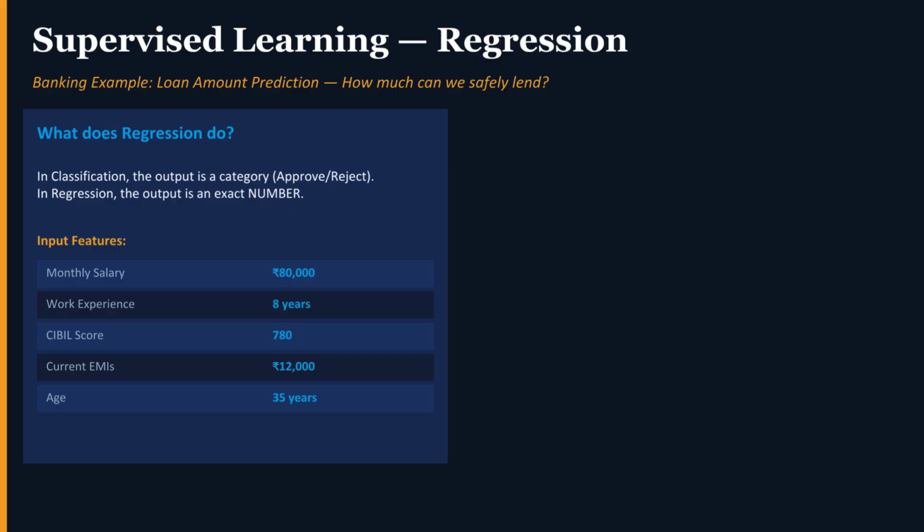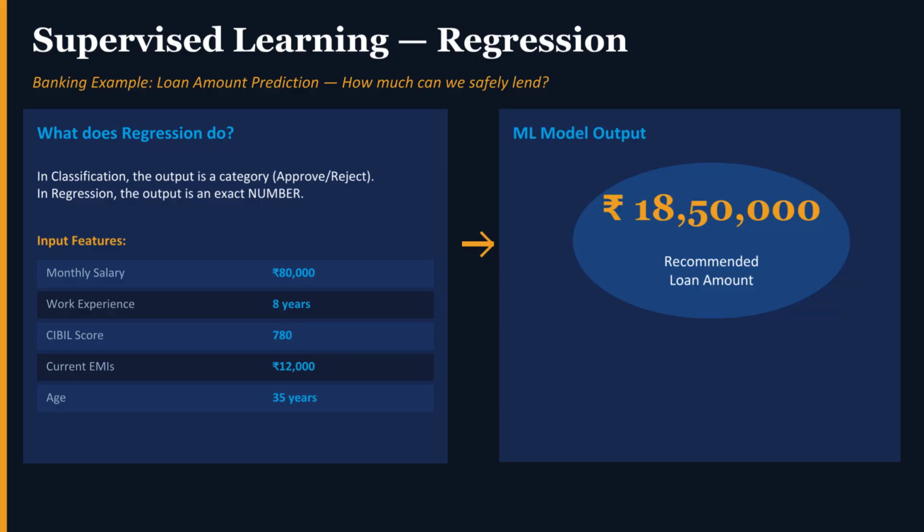The model takes all of Jack's features as inputs, for example, salary, experience, CIBIL score, EMI, age, and many more, and runs them through a mathematical function it has learned from thousands of past loan cases, and outputs a single number. Let's say 18 lakh 15,000 is the recommended loan amount. But it doesn't stop there. The model also recommends an EMI of 24,500 per month, which is 30.6% of his income, that is within the safe threshold, with a tenure of 10 years and an interest rate of 8.75%, because Jack falls in the low risk tier. That's the power of regression.